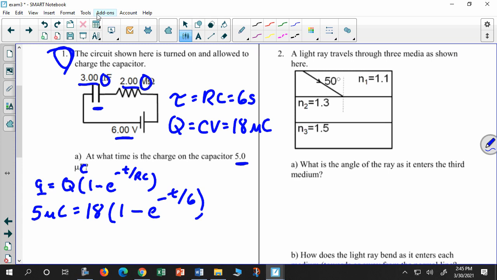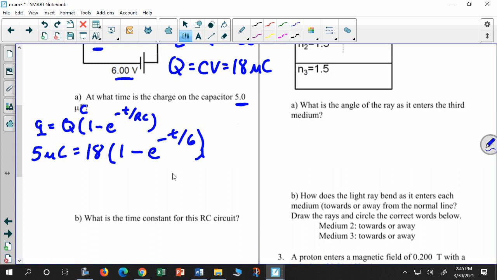And now the thing you need to do is solve this for t. The first thing that you'll do is divide through by 18. That cancels out the 18. And then I get 5 divided by 18.